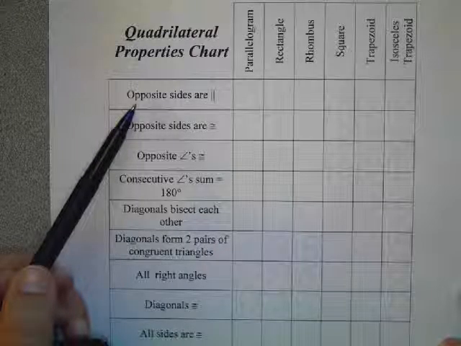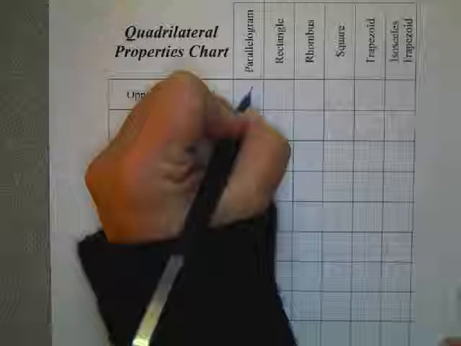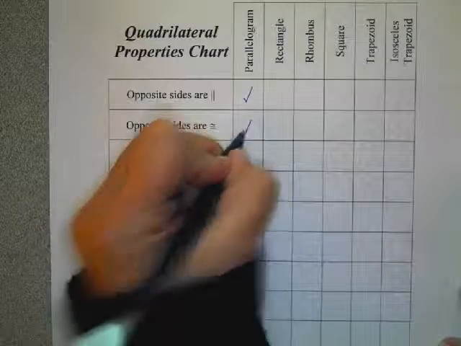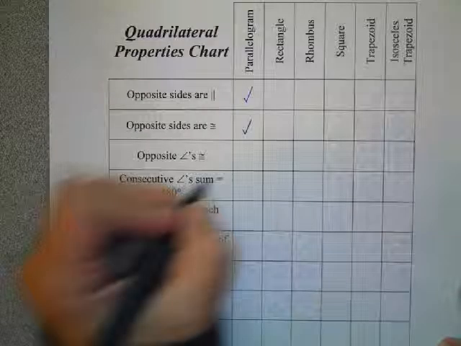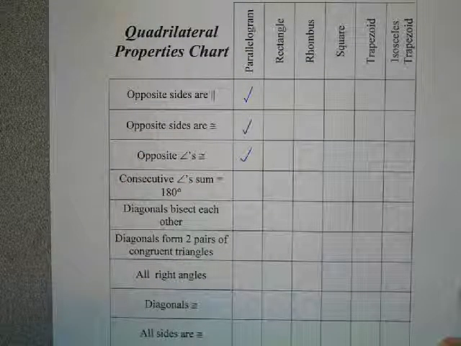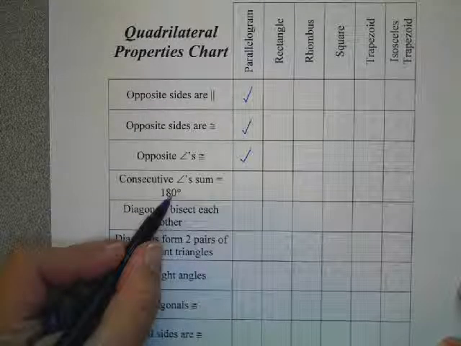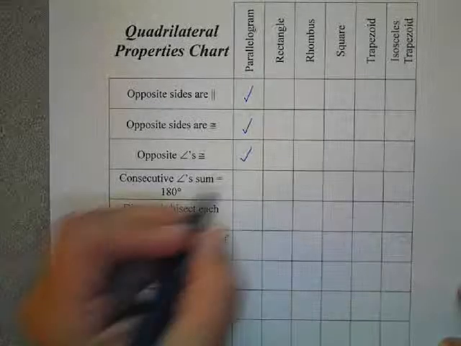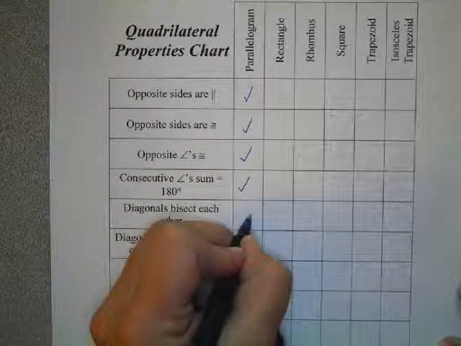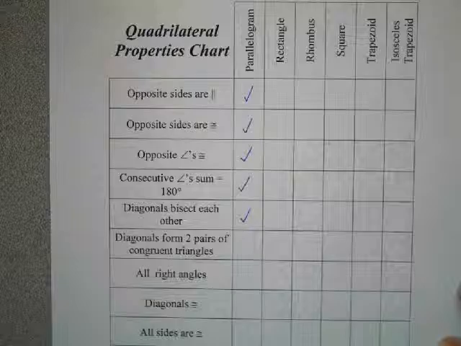In a parallelogram, it is true that opposite sides are parallel. Opposite sides are congruent. Opposite angles are congruent. Consecutive angles are supplementary, so they add up to 180, and those are on the same side of the parallelogram. And the diagonals bisect each other.